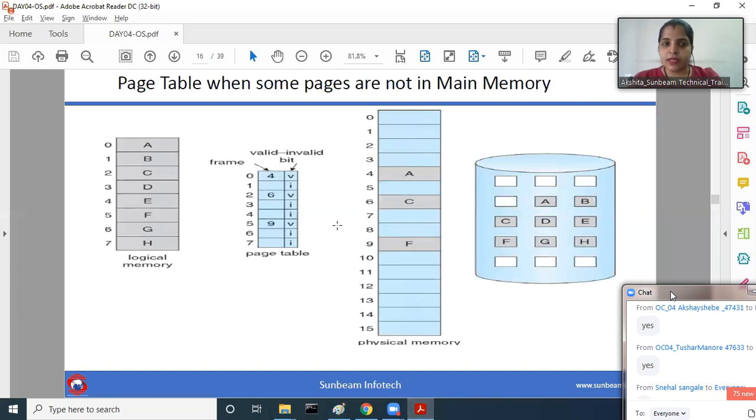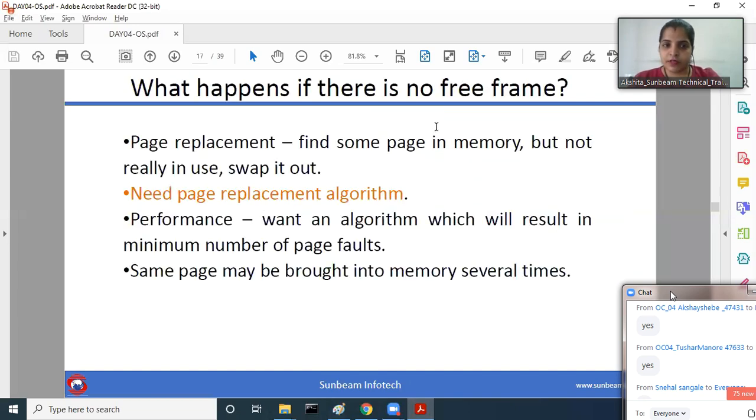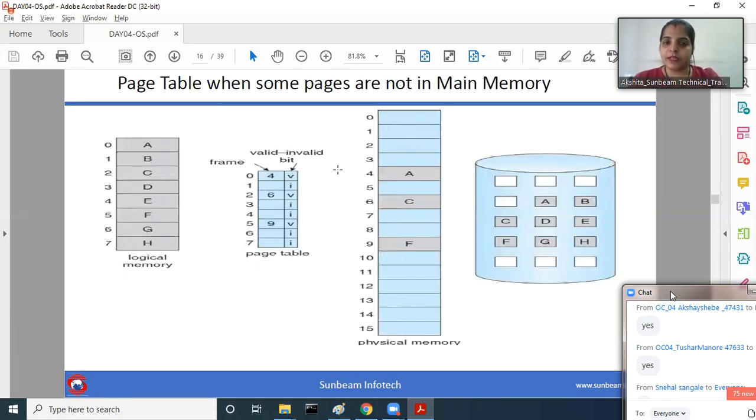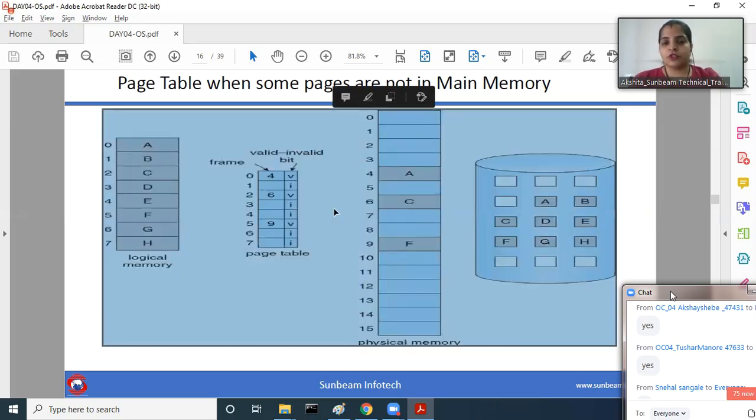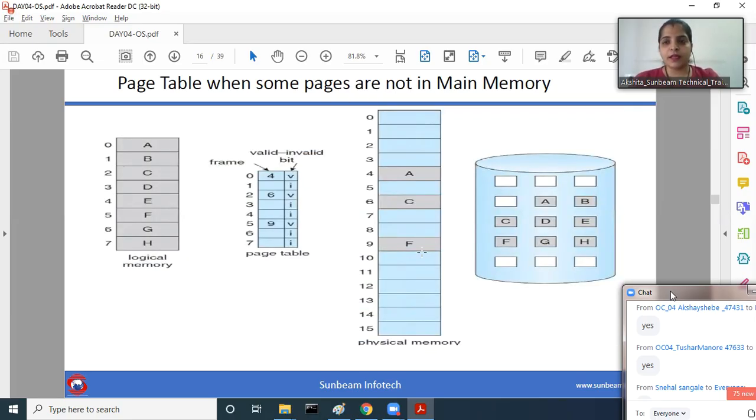So in the case of virtual memory, if I have some page which I cannot load into the main memory, I have to select some page to bring out. I have to swap it out. That page is called the victim page. Did you understand what a victim page is, everyone?